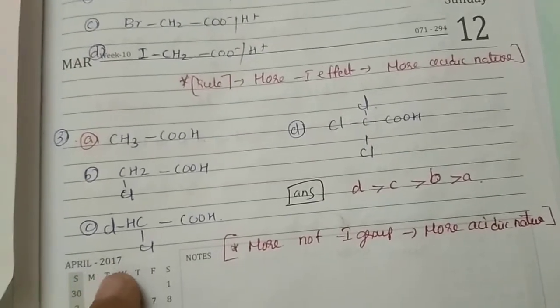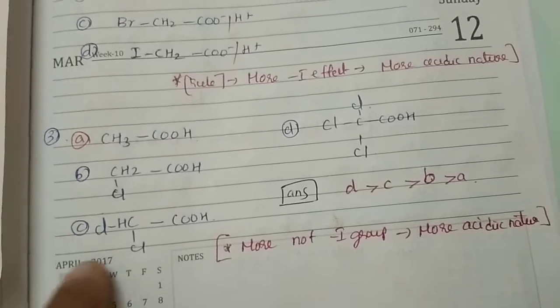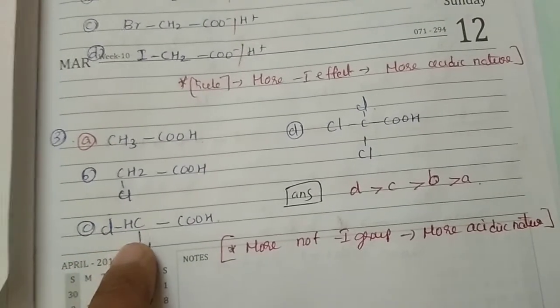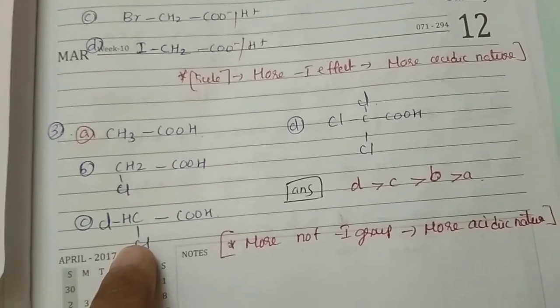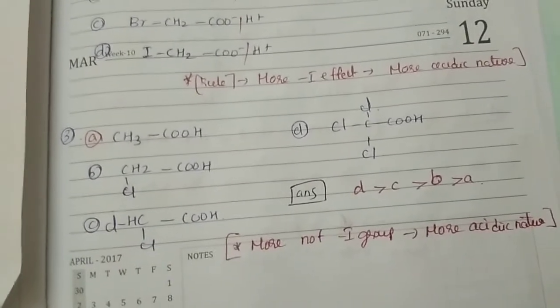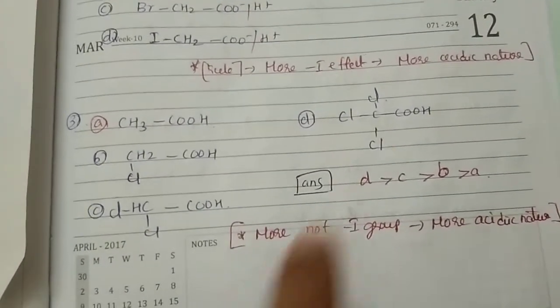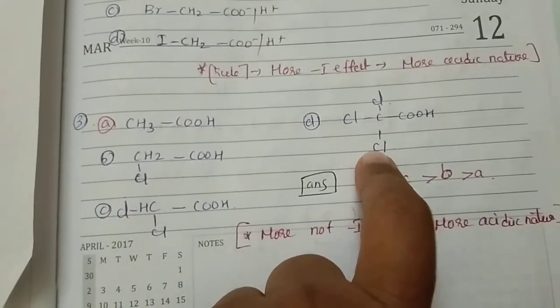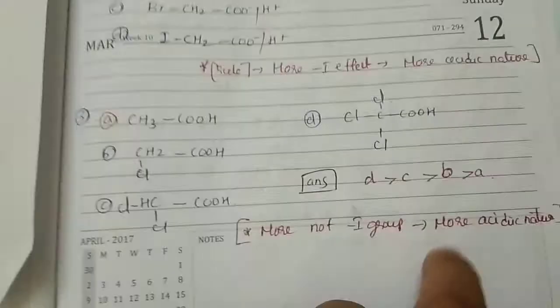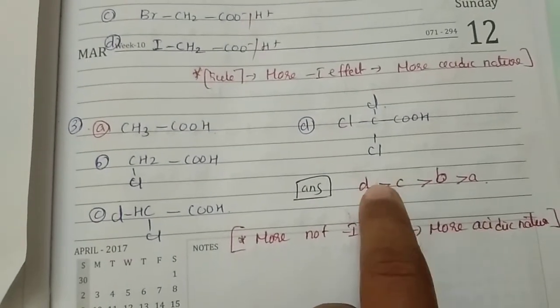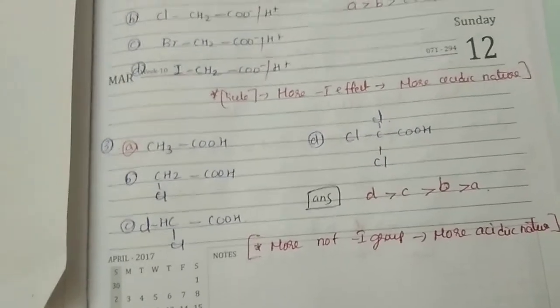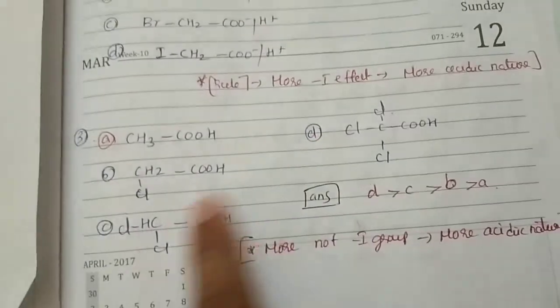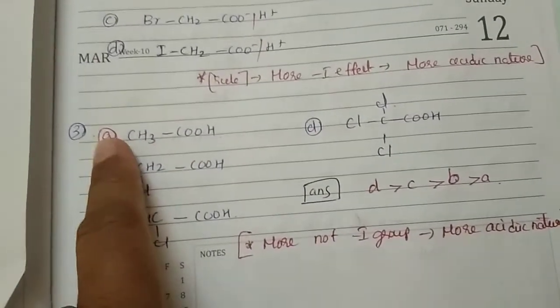So here chlorine is a more withdrawing group, more electron taking group. So here which one has more number of halogen atoms? This one. So more minus I groups. So Cl is a minus I group. So more minus I groups show more acidic nature. So what is the answer? What is the acidity order? D will become first, then C, then B, then A.